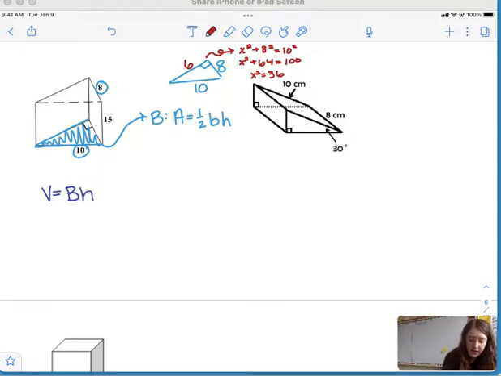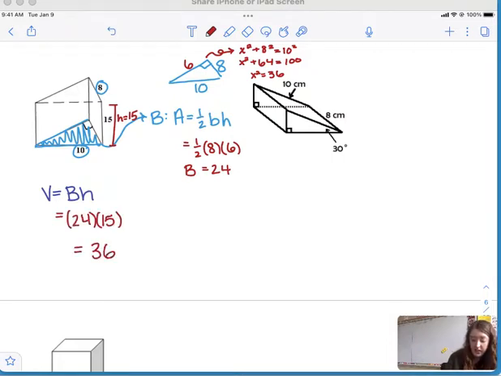So to find the area of that base, we're going to take 1/2 times the base of that triangle, which is 8, and his height is 6. 1/2 times 8 times 6 is going to be 24. So there's the area of our base. Remember, the distance between those two bases will be our height, so that'll be 15. So we'll take 24 times 15, which is going to give me 360, and that'll be units cubed.